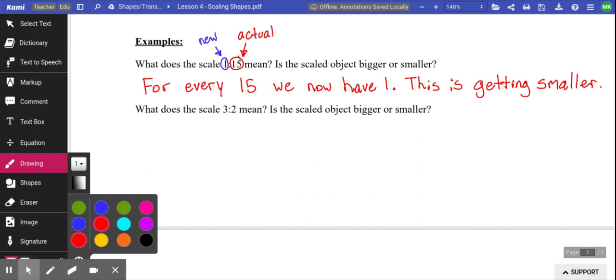Wonderful. I want you to pause right now and read the next question. So what does the scale 3 to 2 mean? Is the scaled object bigger or smaller? I want you to try to answer both those questions. So pause the video, fill it out, then unpause and see if you got it right.